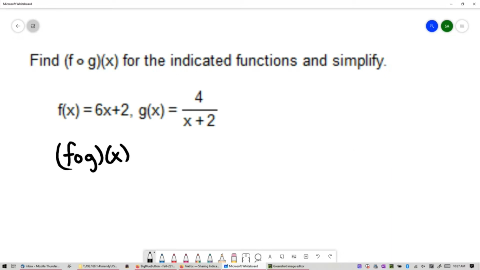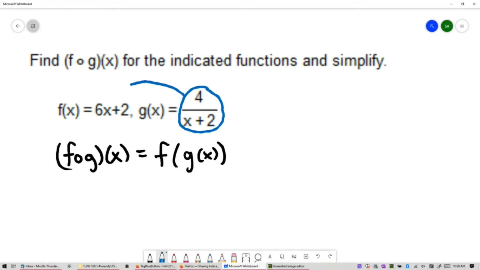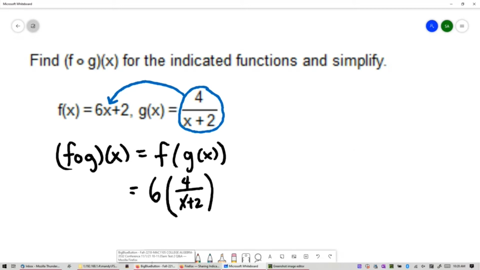This operation of composition means substituting one function inside of another function. So it means that we're going to substitute g of x into f. So we're going to take this g of x, this expression, 4 over x plus 2, and we're going to substitute it in for the x that we have in f. So that's going to give us 6 times 4 over x plus 2 plus 2.